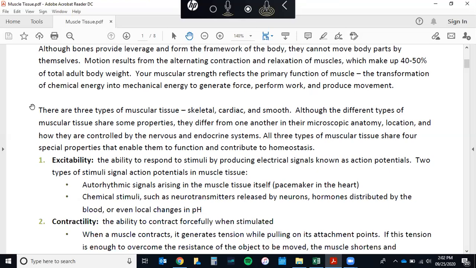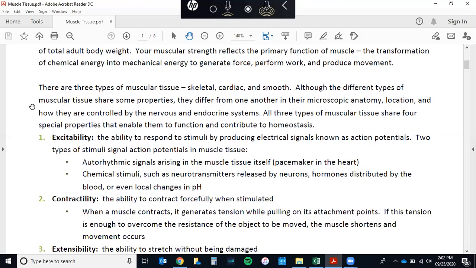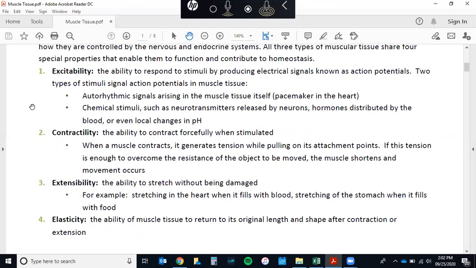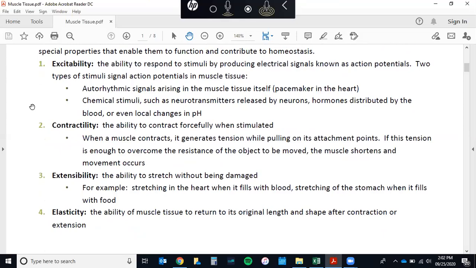On the next slide, we're going to talk about the three types of muscle, once again skeletal, cardiac, and smooth, how they are similar but also how they differ in various properties: how they look under a microscope, which we've done before, where they're located, and how they're controlled by our nervous and endocrine systems. Regardless of which type we're talking about, they all share four special properties that enable them to function and contribute to homeostasis.